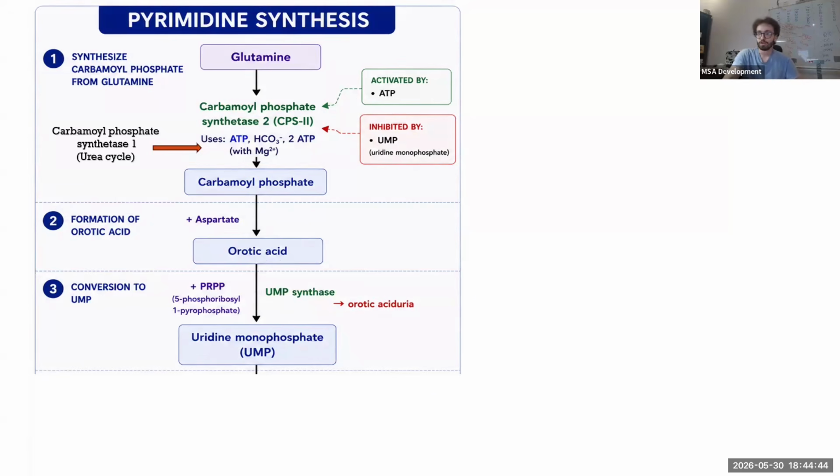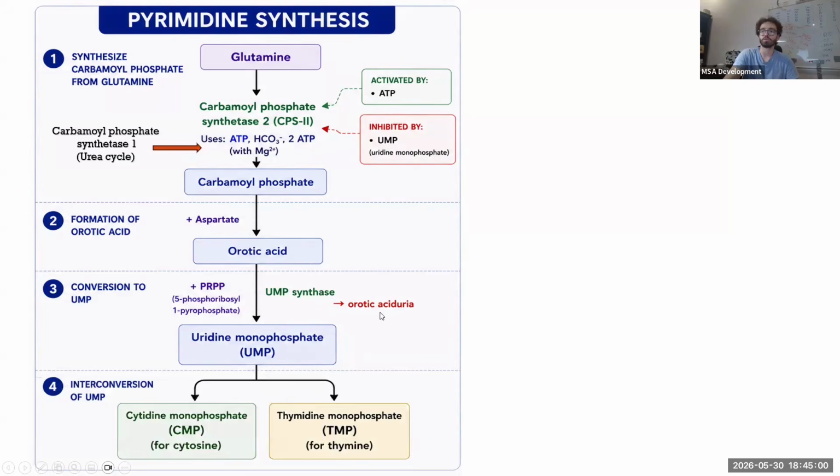Let's talk about this tiny section here. Imagine if we have a deficiency in UMP synthase. What will happen? It means we can't turn orotic acid into uridine monophosphate. So what will build up? Orotic acid. So we will have orotic aciduria.